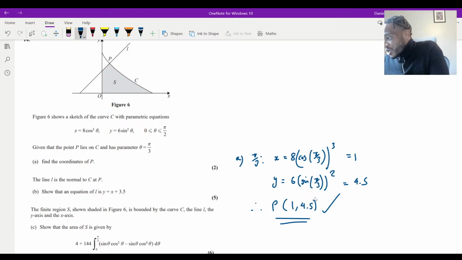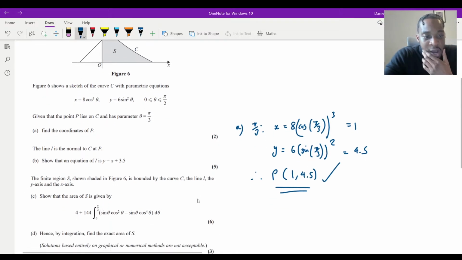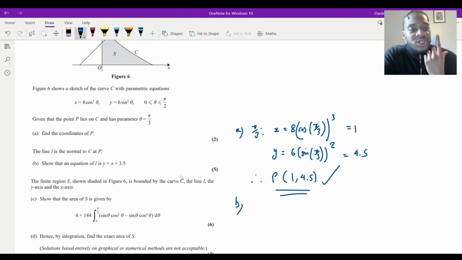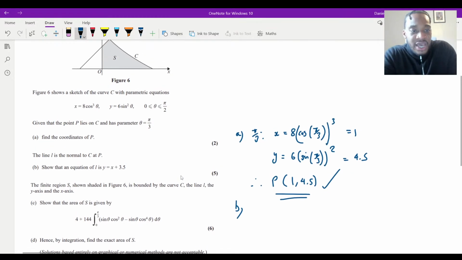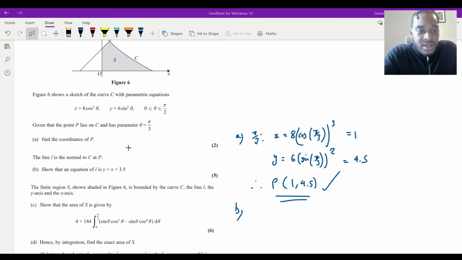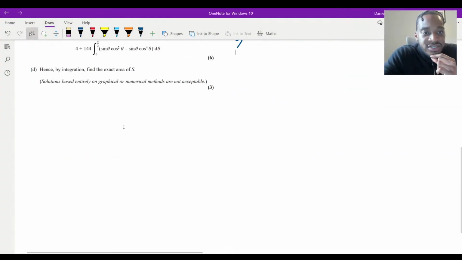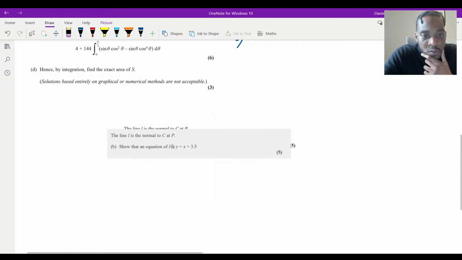All right, so let's continue. Let me just move this here. Am I on? Yeah, okay, cool. So now we've done part A, and then part B. What does part B say? It says the line L is the normal to C at P. Show that the equation of L is y equals x plus 3.5. Let me copy that and paste it here. This is what they're asking us for.